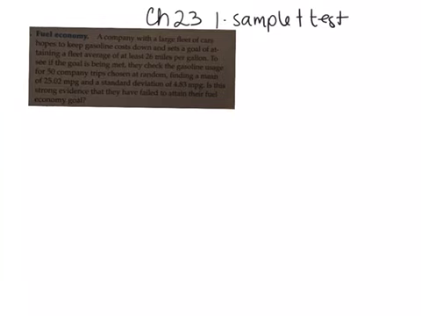A company with a large fleet of cars hopes to keep gasoline costs down and sets a goal of attaining a fleet average of at least 26 miles per gallon. To see if the goal is being met, they check the gasoline usage for 50 company trips chosen at random, finding a mean of 25.02 and a standard deviation of 4.83. Is this strong evidence that they have failed to attain their fuel economy goal?